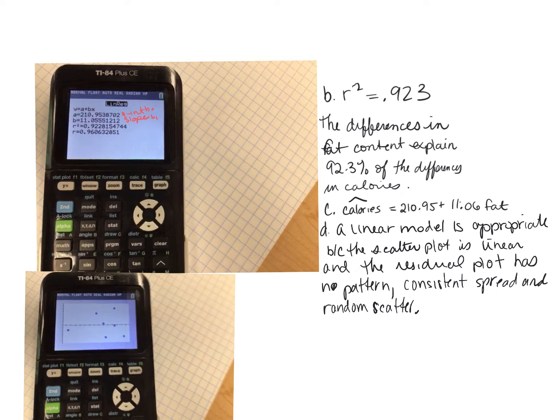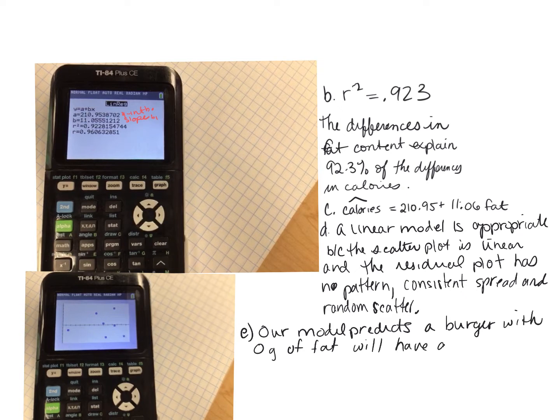That is when it asks, is a linear model appropriate? Explain the meaning of your y-intercept of the line. Our model predicts a burger with 0 grams of fat will have approximately 210.95 calories. Our model predicts if x is 0, this is what y will be approximately.